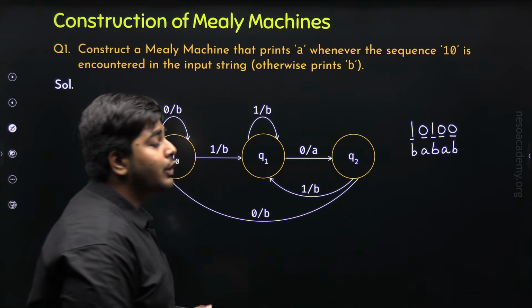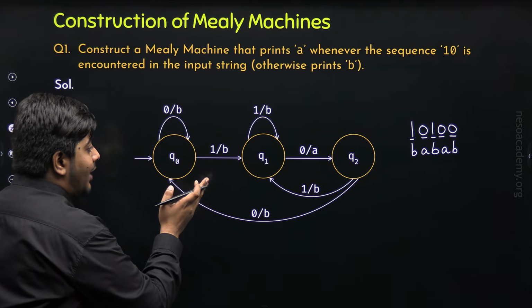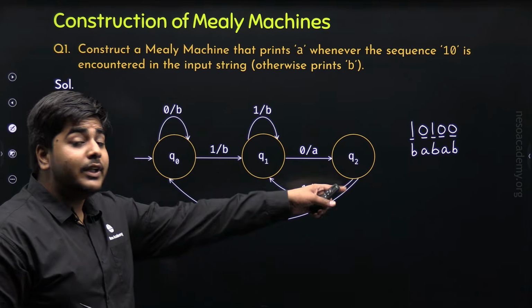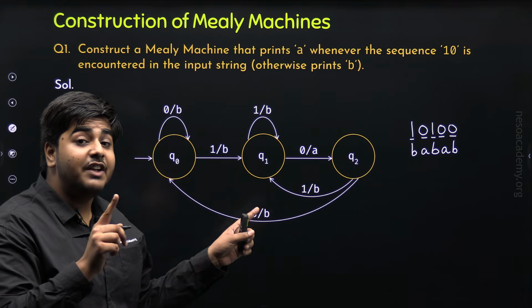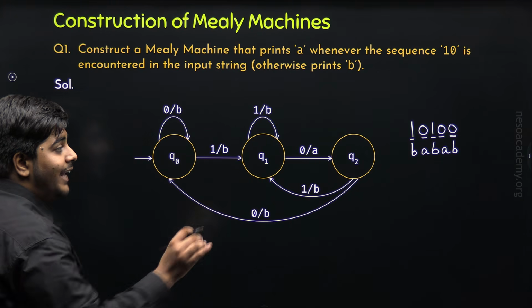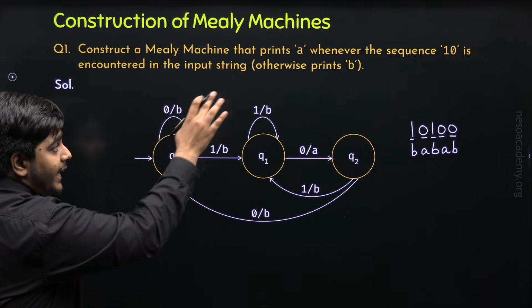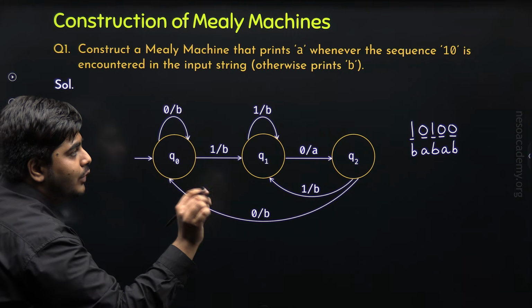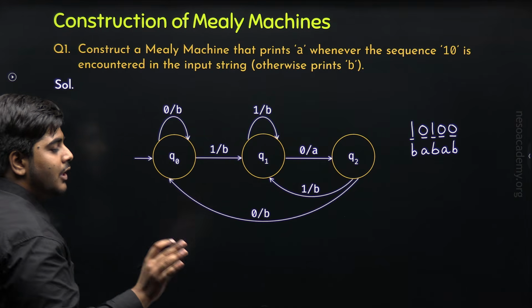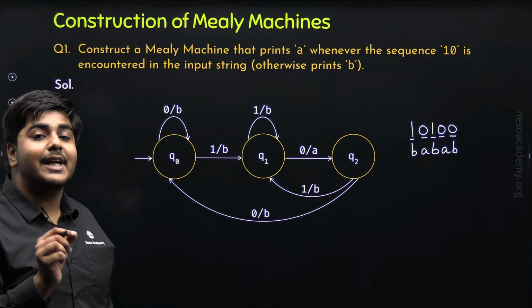So this is the output corresponding to the given input string when we have processed the transitions with respect to this particular Mealy machine. And this output is the same as the output that we have verified initially. That means this Mealy machine is appropriate and well tested for all the input strings. It will generate the output A whenever the sequence 1 0 is detected, and otherwise it will print the symbol B. So I hope this particular problem is now clear to you. Let's move towards the second problem.